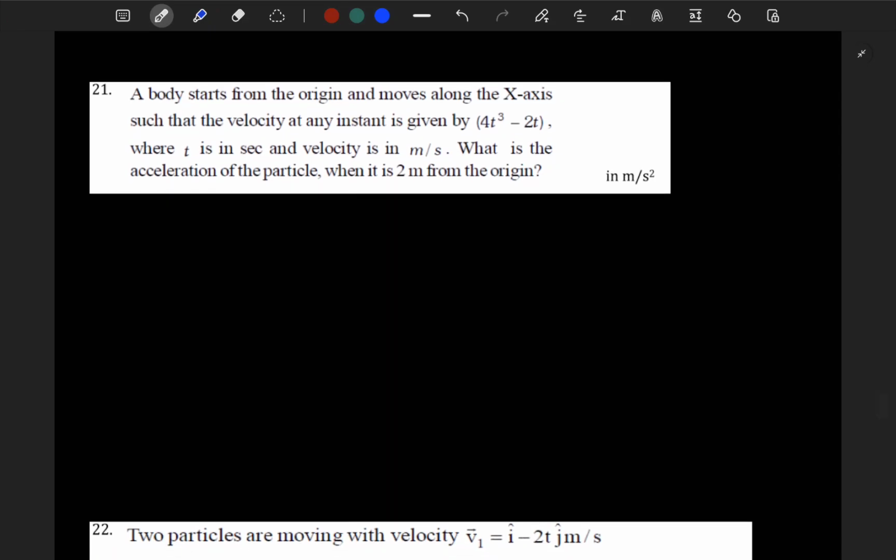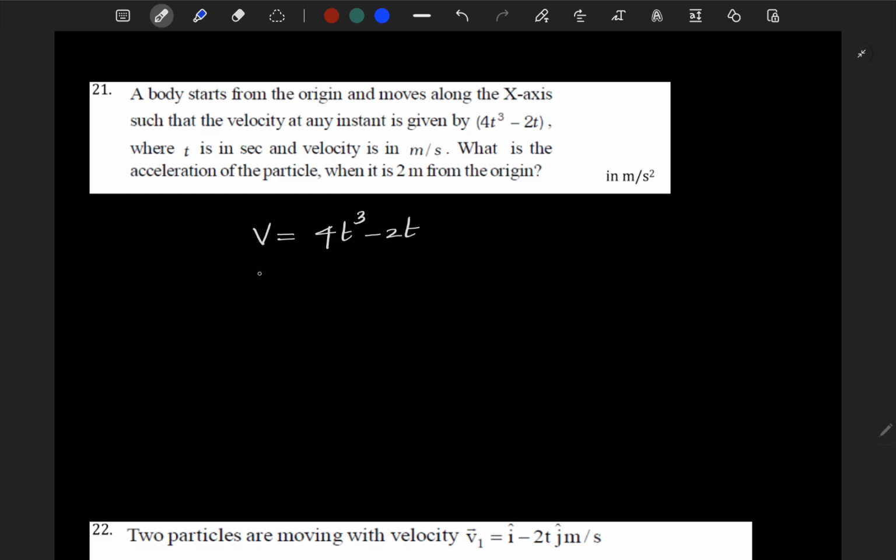The other question: a body starts from origin and moves along the x-axis such that the velocity at any instant is given by v = 4t^3 - 2t, where t is in seconds and velocity is in meters per second. What is the acceleration of the particle when it is 2 meters from origin? Okay, fine. It is also given that the body starts from origin.